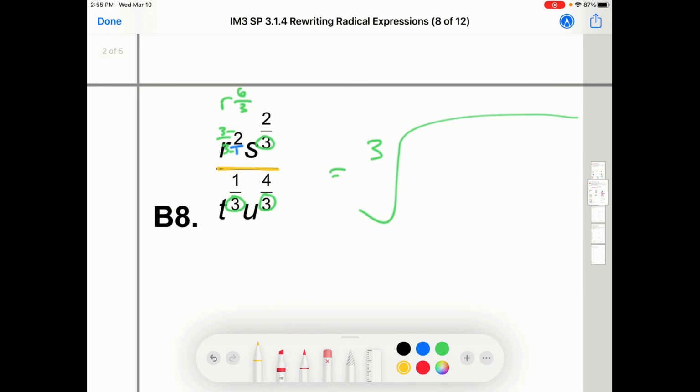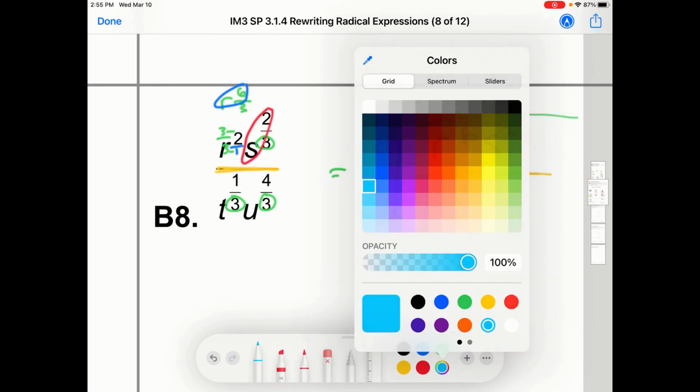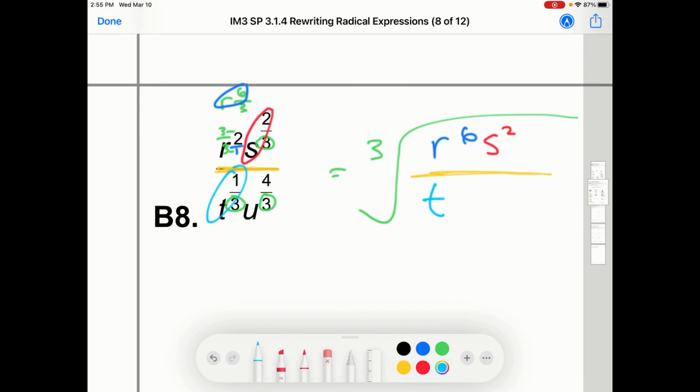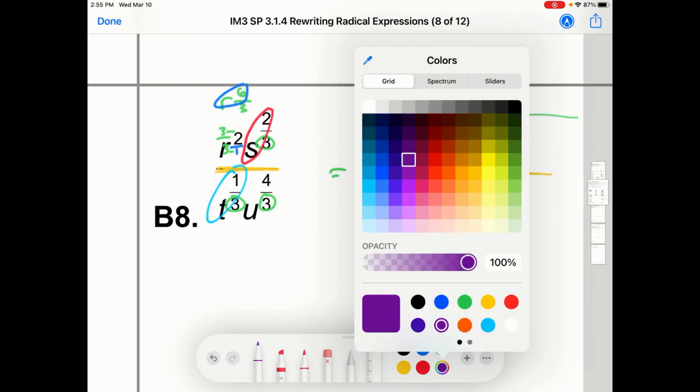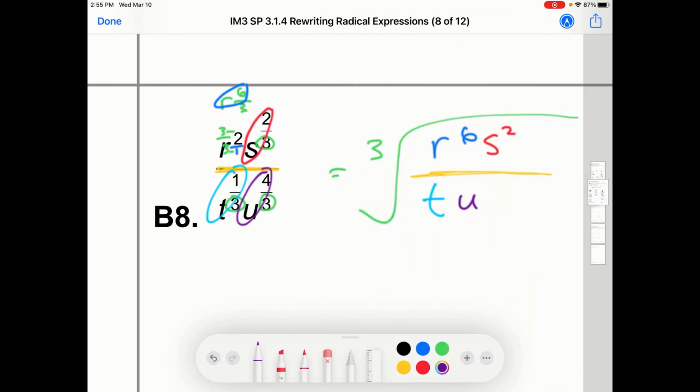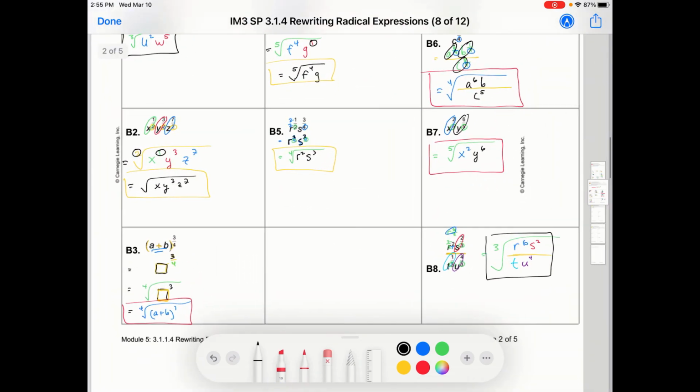Okay, let's get that fraction line here. Remember, all the letters have to stay where they are. So I'm going to get r to the 6, let's use red, s to the second power. I got t to the first power, or just t. Remember, if there's no exponent, it's a 1, not a 0. And here I have u to the fourth power in the denominator. And this would be our answer for B8. And that's the problem set for B1 through 8.